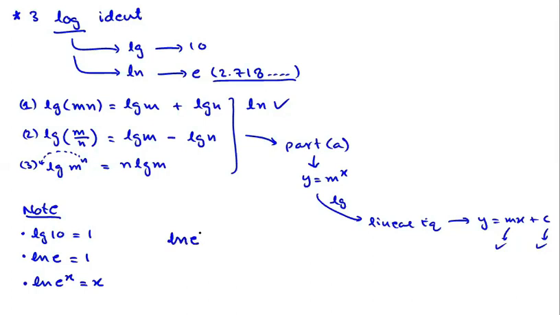Natural log of e raised to the power x. Now, according to the power rule of logarithm, the power can be moved out front, right? So this function can be written as x times natural log of e. Now, what is natural log of e equal to? Natural log of e is equal to 1. So x times 1 is equal to x, and hence natural log of e raised to the power x is equal to x. Right?